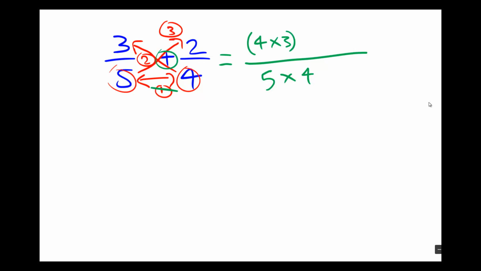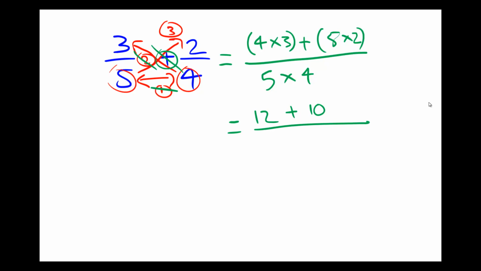Now, there's a plus symbol here, so I'm going to write plus over here as well. So number 2 is done, and the symbol is done too. And the last part of the equation, or way to solve it, is 5 multiplied by 2. So I'm just going to write 5 multiplied by 2. So just by solving this question, 4 multiplied by 3 is 12, plus 5 multiplied by 2, which is 10, over 5 multiplied by 4 at the bottom, which is 20.